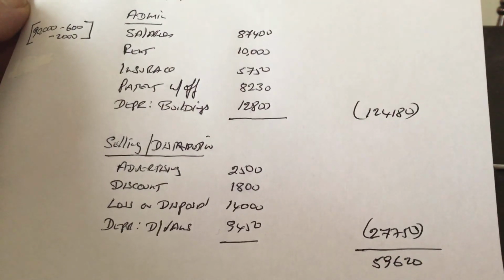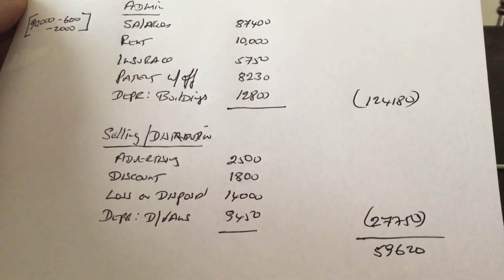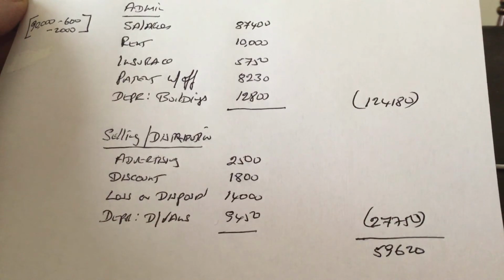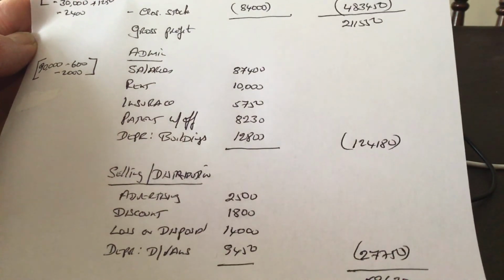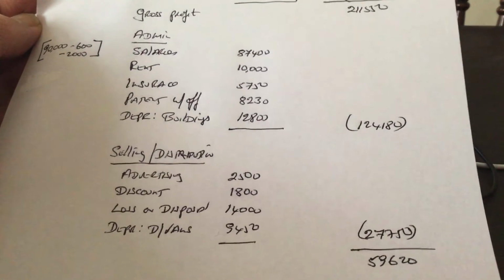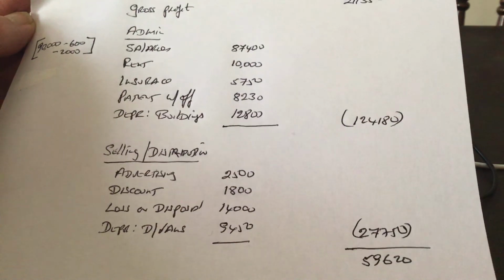We add those up and you get 124,180 for administration and 27,750 for selling and distribution, and we subtract those from the gross profit of 211,550 and we get 59,620, and there's no label on that number.